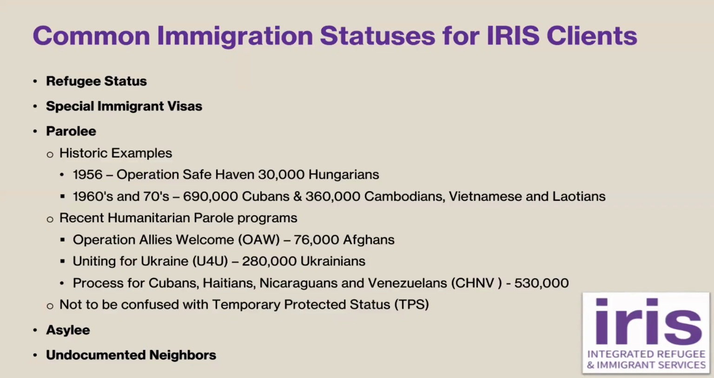To quickly review, the clients an ICP volunteer will work with fall into these categories. Most clients have refugee status or arrived with SIV status. Others have arrived through specific humanitarian parole programs, or they have been granted asylee status by applying for asylum. They may also be undocumented neighbors. Now we will move on to look at the types of documentation each population receives and the implication for public benefits.